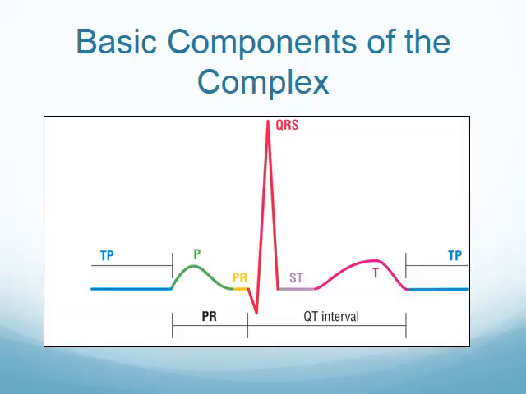Just another picture of our basic segments. The TP segment is from the end of the T wave to the beginning of the next beat, so at the beginning of the P wave, we have our P wave. We have our PR segment here. We have our PR interval from the beginning of the P wave to the beginning of the QRS. We have our QRS complex, our ST segment, our T wave, and we have our QT interval from the beginning of the QRS to the end of the T wave.